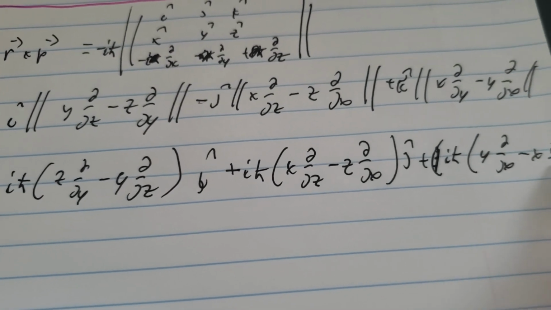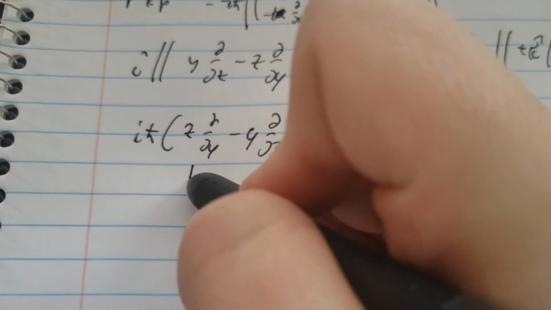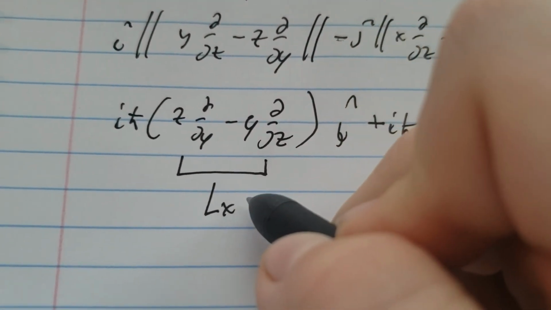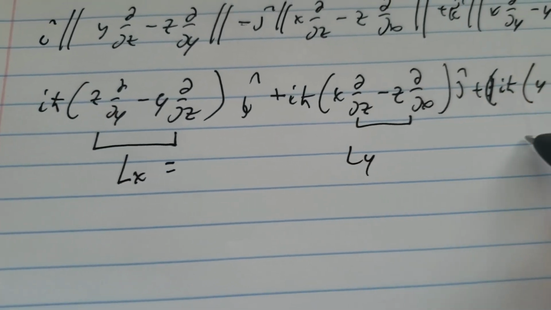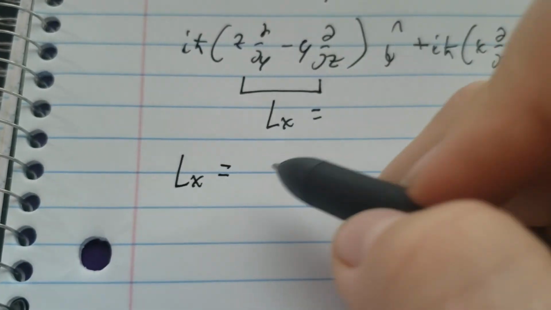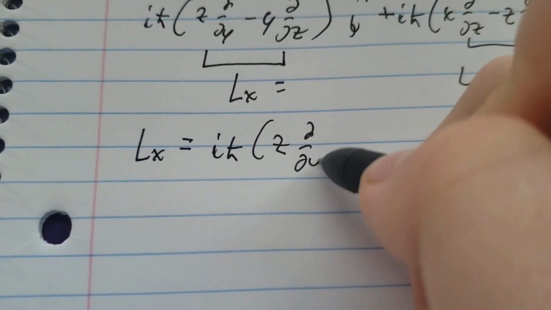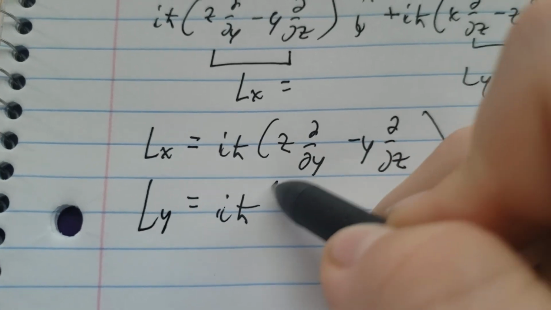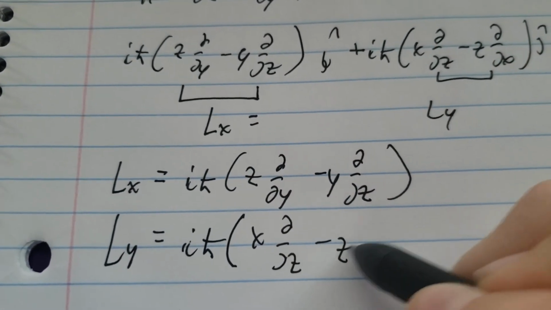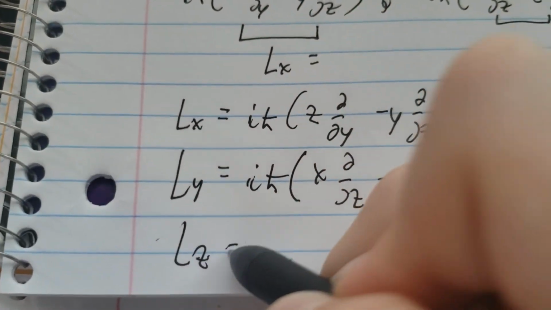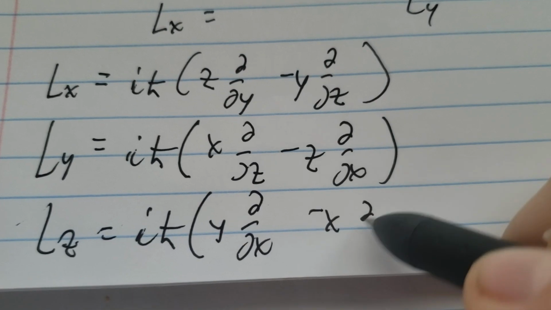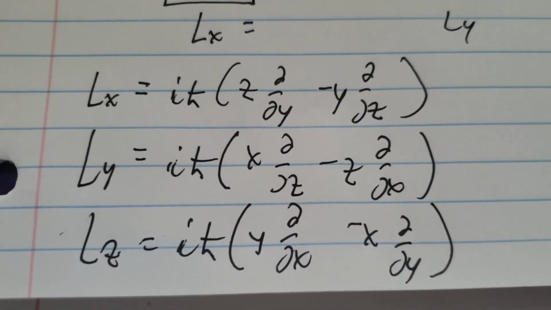Well, that's now the x component of the angular momentum operator. And that would be the y component. And that would be the z component. So now we can have our angular momentum operators as i h bar, and there's our angular momentum operators.